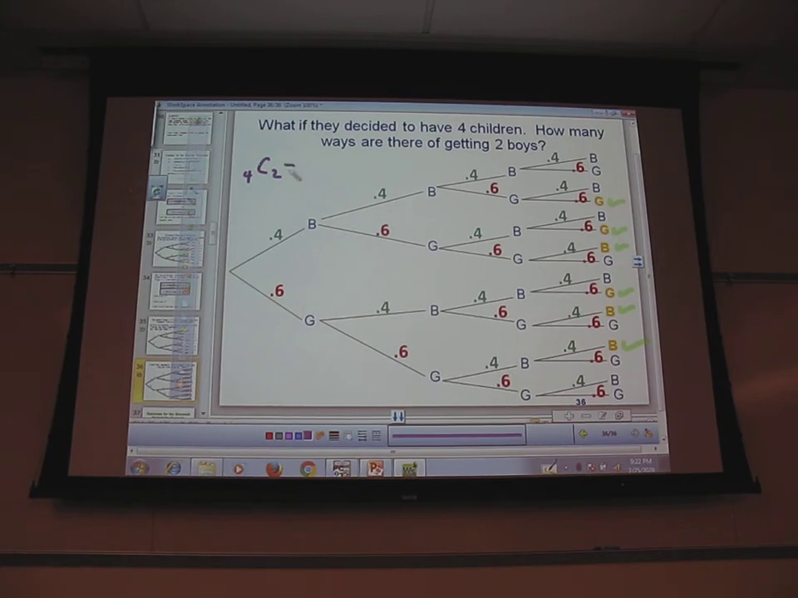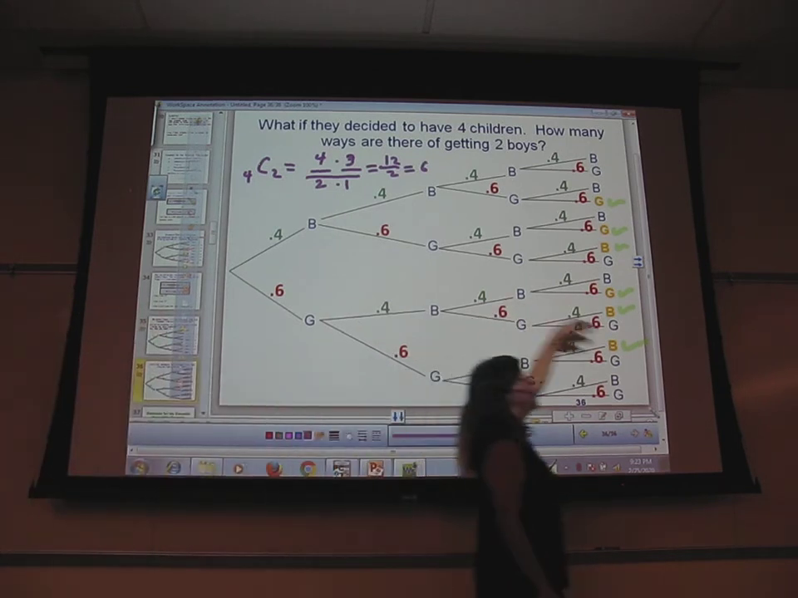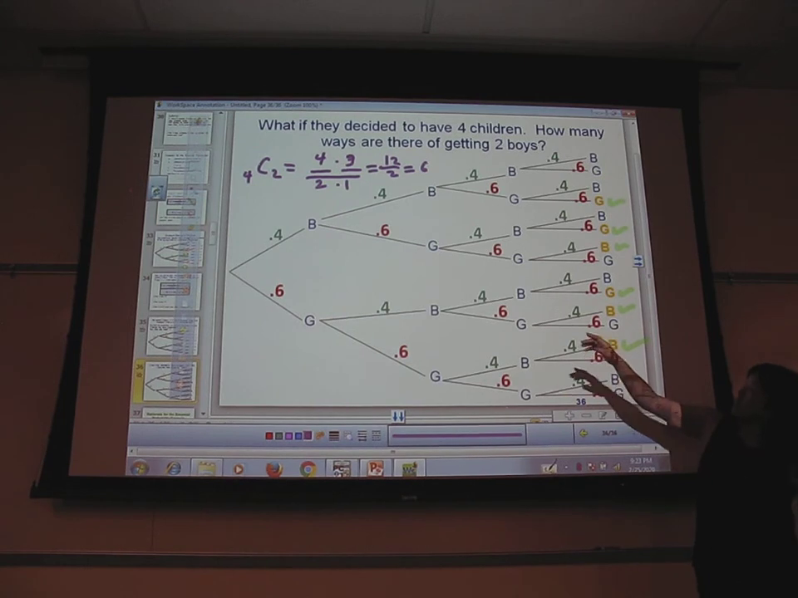What's 4 choose 2? How many spots am I picking? 2. How many options for the first spot? 4. Next spot? 3. And because order doesn't matter, you're going to have to divide by 2 times 1. So the top is going to be 12, the bottom is 2, that's 6. So that tells you how many branches end up with 2 successes out of 4 items.